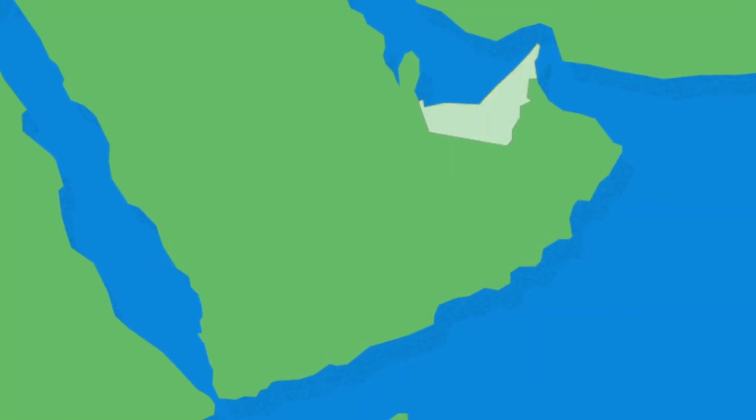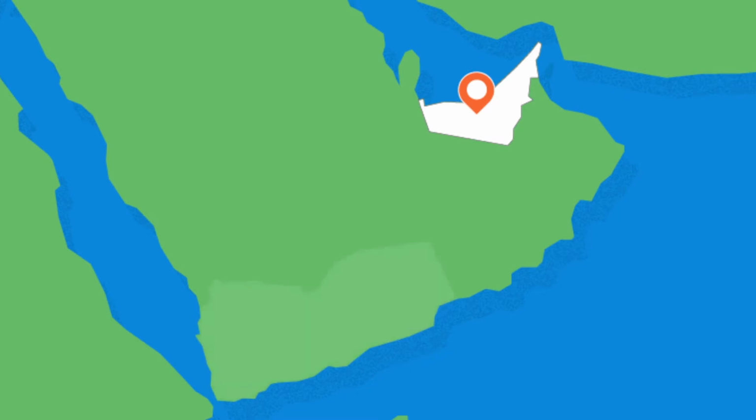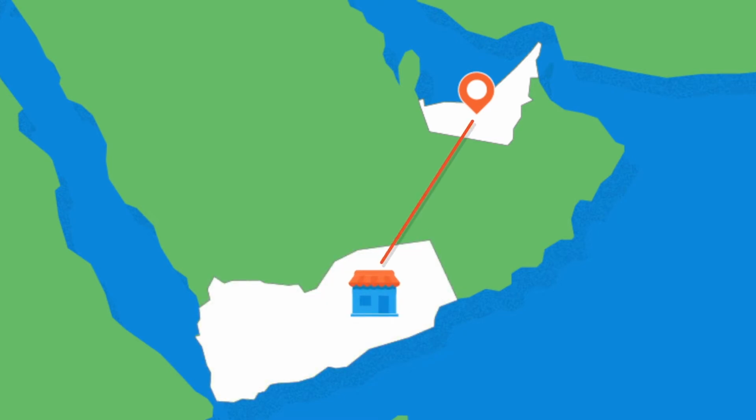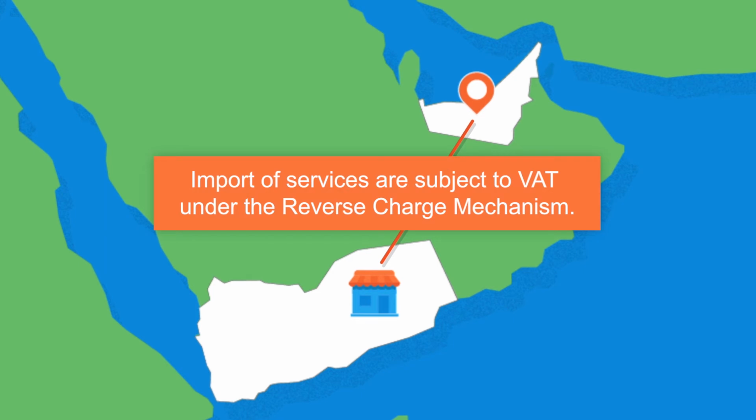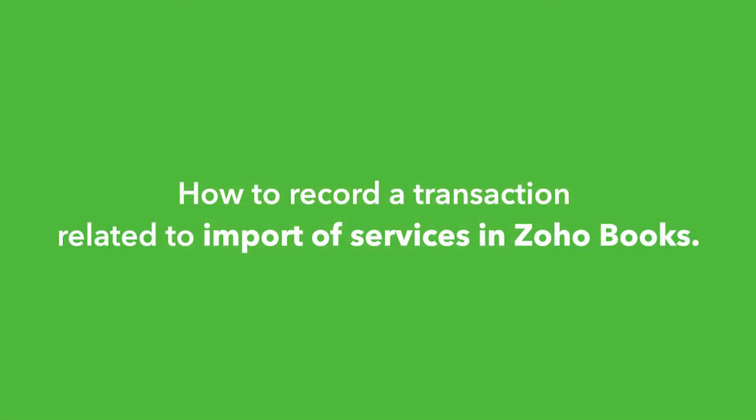What is an import of service? Let's say your company is based out of UAE and you enjoy a service that is being offered by a company established in another country. This process is termed as import of service. Imports of services are subject to VAT under the reverse charge mechanism. So how to create this transaction in Zoho Books?